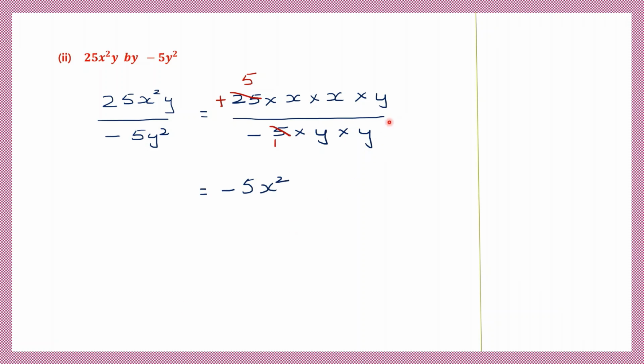Now look at the y's. I can cancel one y and one y here. So let's do that. Let's cancel this y and this y. So there is one y left in the denominator. So I have 1 into y, which is y. So what is my final answer? My final answer is minus 5x square by y.